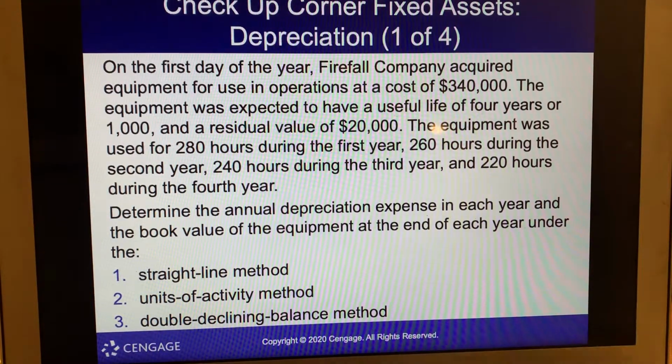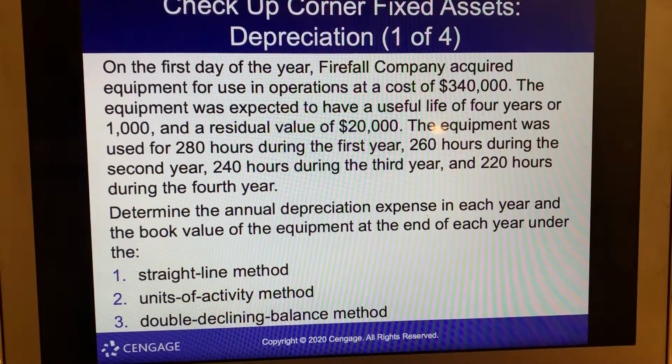So here's a little activity: straight line, units of activity, and double declining balance. Those are the requirements. It's asking us, the cost is 340,000, 4 years or 1,000 hours. Residual value will be 20,000. That means that when we're all done depreciating, that's how much will be left over. It says 4 years or 1,000 hours, so keep that in mind. The equipment was used for 280 hours during the first year, 260 the second, 240 the third, 220 the fourth. So we'll go through and calculate the depreciation on this asset.